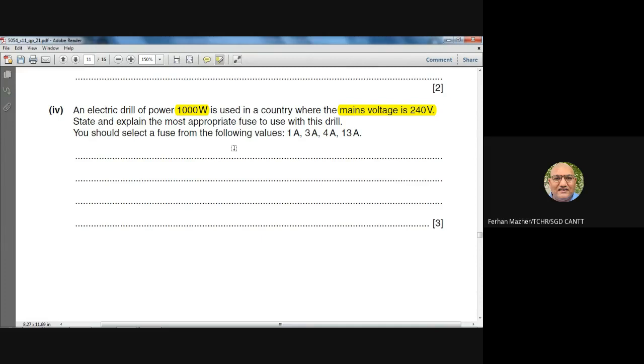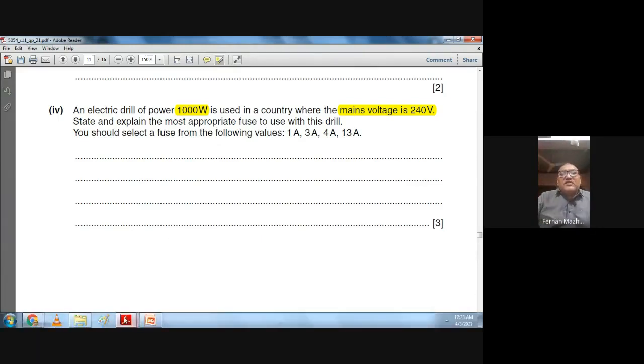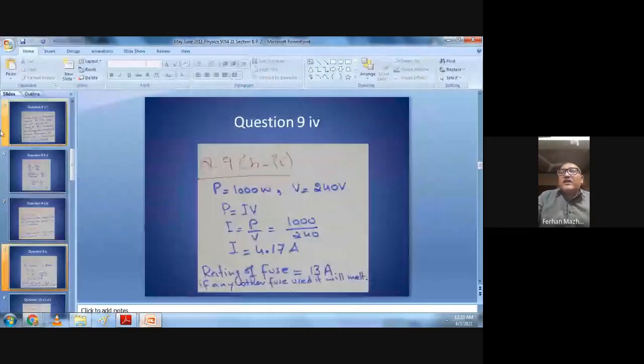So first of all, I will calculate how much current this drill will be taking. Power is equal to IV. So I will be equal to power divided by V. Power is 1000 watts, so divided by 240 volt, you will get the amount of current. Then we will see which rating of the fuse is good for this drill. I've done this on paper. Let me show you my work. And here on the screen, you can see.